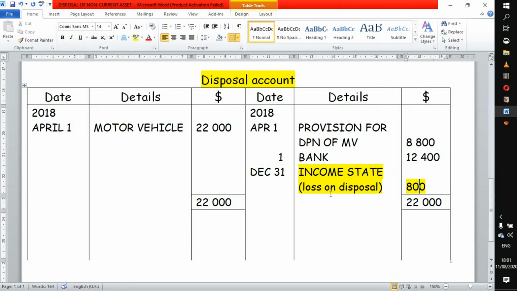I hope this illustration assisted you to understand how to go about loss on disposal.